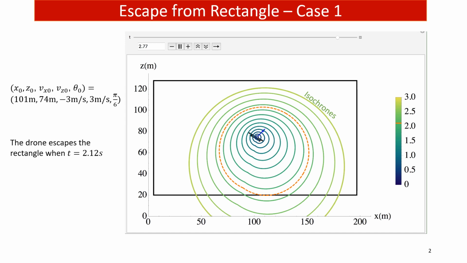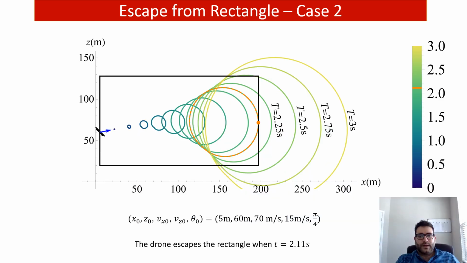This drone wants to escape the black rectangle, which represents the field of view of an HD camera. The drone can escape in 2.12 seconds. In our second example, the drone starts with velocity 70 meters per second in the x direction and 15 meters per second in the z direction. In this case, the optimal escape is to fly at maximum velocity to the right, escaping in 2.11 seconds.